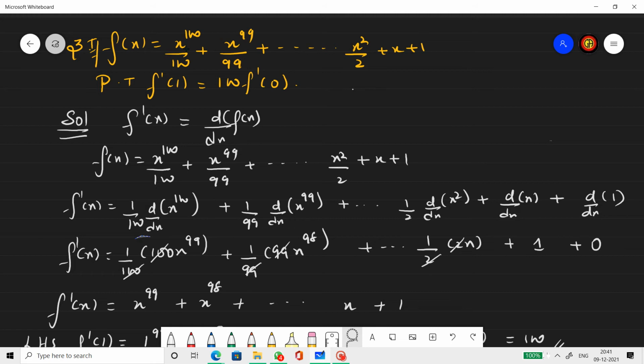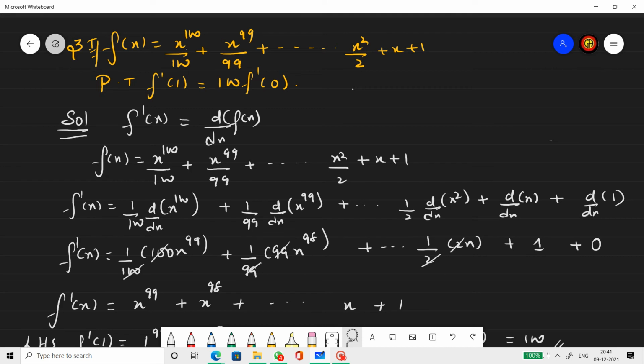So here we are showing that we are going to differentiate each term of x. Here x power 100 uses the x power n rule, so 100 x power 100 minus 1, so 100 x power 99. Like that, x power 99 will be 99 x power 98. x square will be 2x. x will be 1 and 1 will be 0.